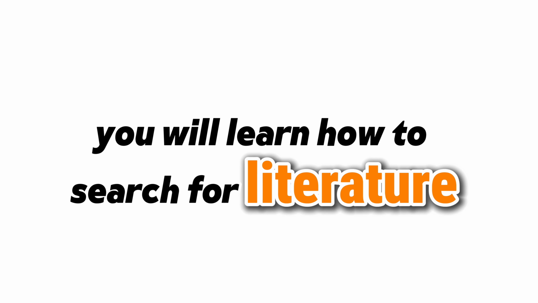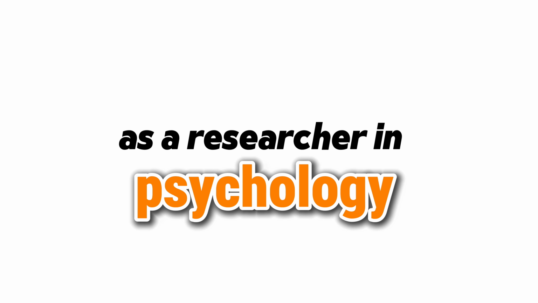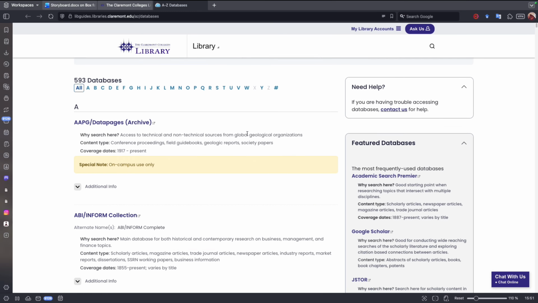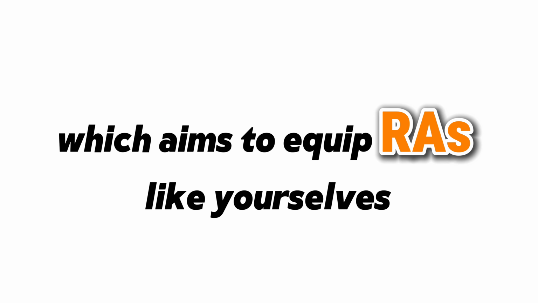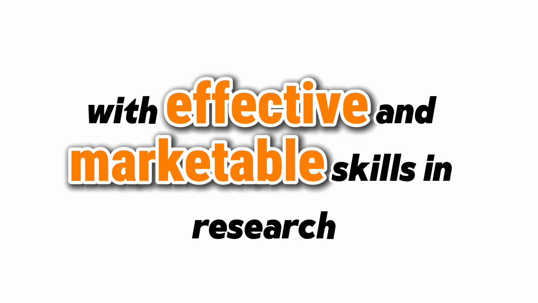In this video, you will learn how to search for literature as a researcher in psychology. You'll learn how to navigate databases, create search strings, and evaluate sources. This will be one of many videos in our RA training series, which aims to equip RAs like yourselves with effective and marketable skills in research. Without further ado, let's begin.